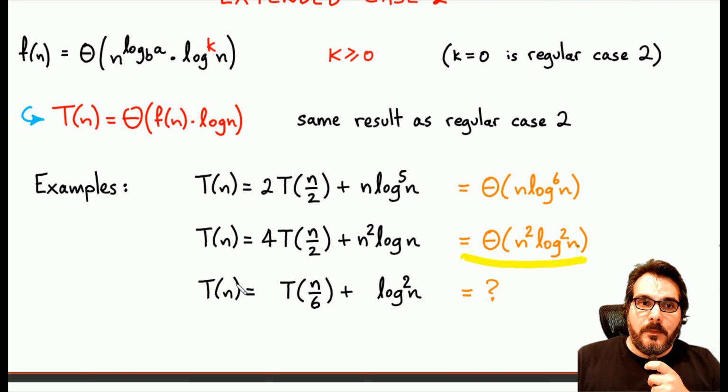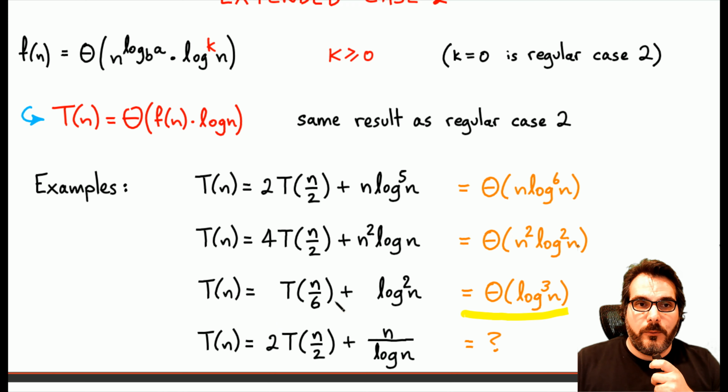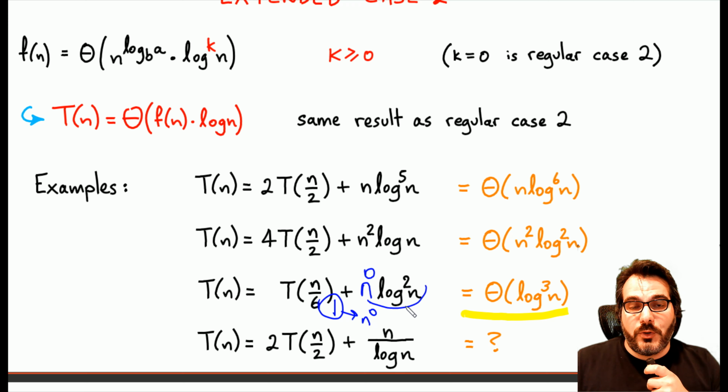How about this one? Here might be a little bit confusing, but it's still the same thing. N to the power of log base 6 of 1 over here. Sorry, and then the number of leaves is 1. You can assume that there is something n to the power of 0 here, and this is also n to the power of 0. So nothing is dominating polynomially still, and log square n times log n is basically theta log cube n.